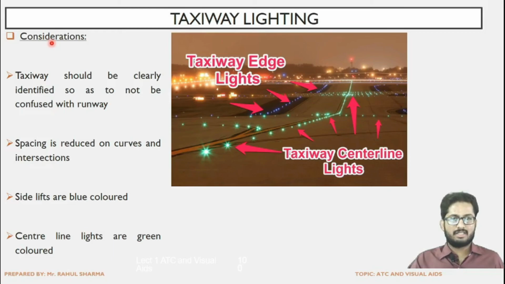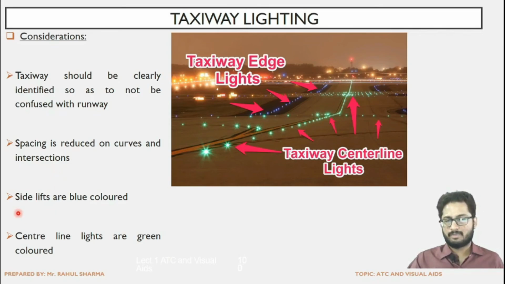Which are the considerations while designing the taxiway lighting? The taxiway should be clearly identified so as not to be confused with the runway. So it should be differentiated from the runway. Spacing is reduced on the curves and the intersection, as we have even seen in the case of the markings, that in the curvature the spacing is nearly kept up to half. So even in the lighting system, on the curvature or on the intersection of taxiway with the runway, the spacing is reduced.